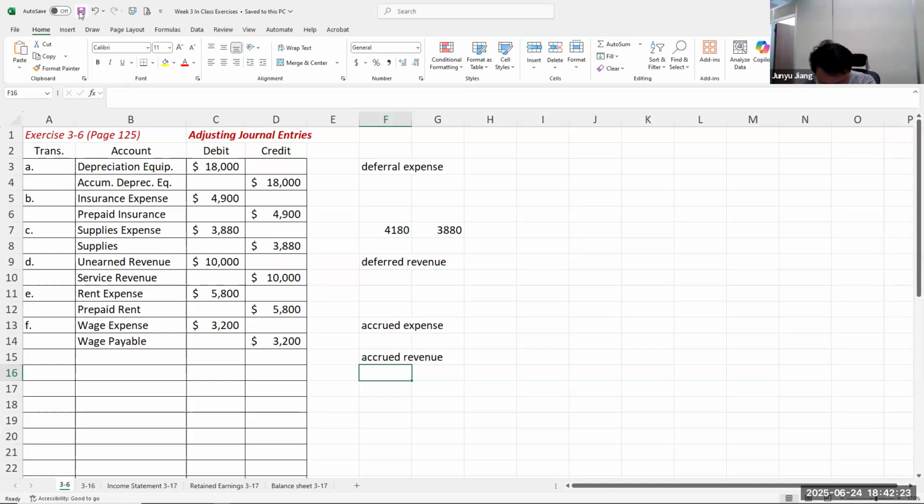For the E, what's the $6,800? What does it use for? Nothing. Not in this one. Because the whole crux of this problem is telling you that $5,800 has expired. The $6,800 just tells you that the ending balance in this account after you do this transaction will be $1,000.